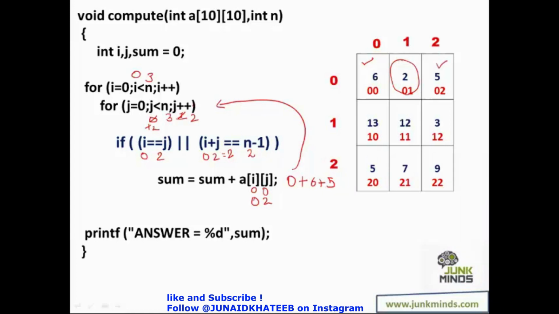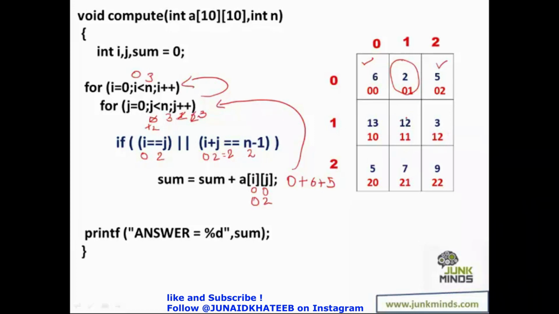Then I'll go back. j++ will become 3. This loop will fail. Then I'll go back. I will change, and this is how I'll keep checking all the memory locations. If you see, this is nothing but row column ij. I'm checking all the memory locations, and wherever either of the conditions is true, I'll add that value.